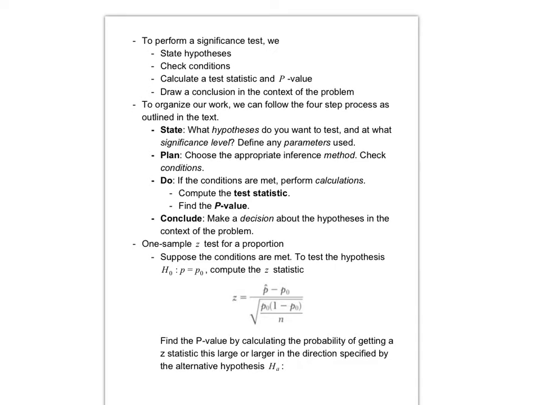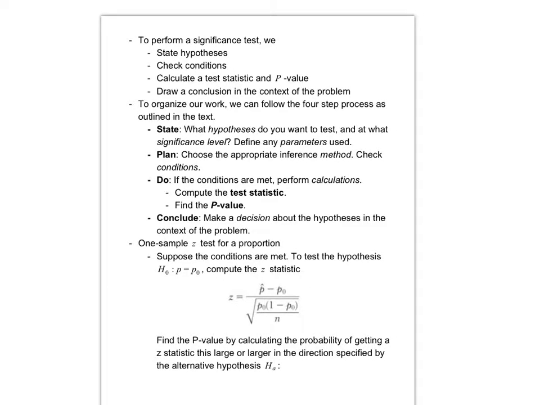So when we left off on Friday, we were talking about basically the steps in order to perform a significance test. And so I have here listed for you your 4-step process, where we're going to state, plan, do, and then conclude. And so remember, when we state, we're stating the hypotheses that we want to use, our significance level, and defining any parameters. When we plan, we're going to choose the appropriate method and check our conditions. We're going to do our calculations, which involve the test statistic as well as a p-value. And then we're going to finally make our decision in the context of the problem. Okay? All of these things are really important.